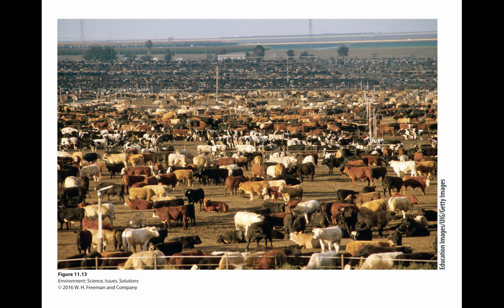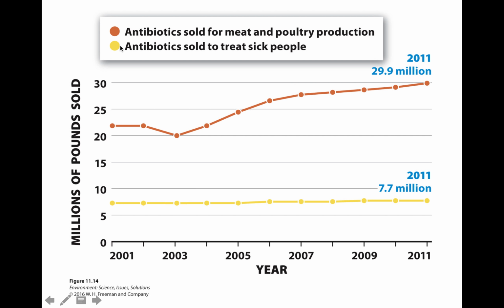Here we have kind of a comparison of what antibiotics are being used for as far as farming goes. So the orange line here represents the antibiotics sold for meat and poultry production versus the yellow, which has to do with treating humans. So you can see that relatively stable line of human treatment over time with antibiotics from 2001 to 2011.